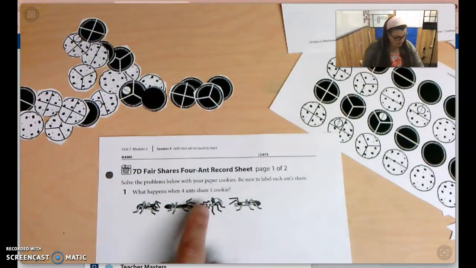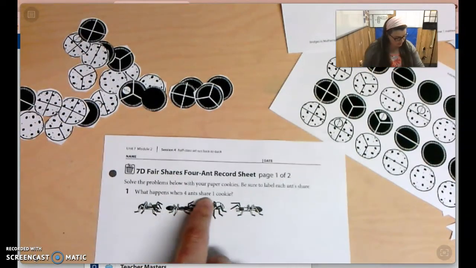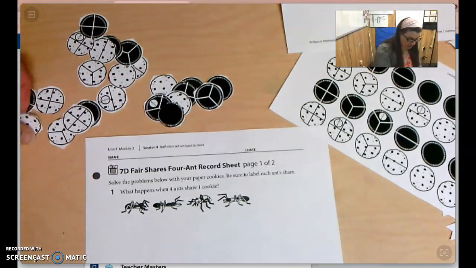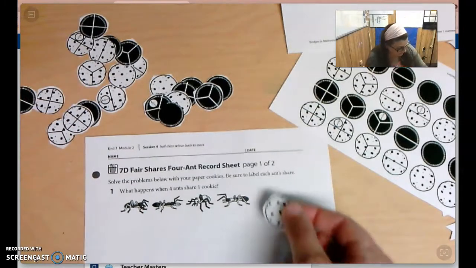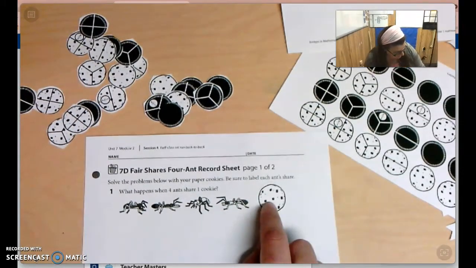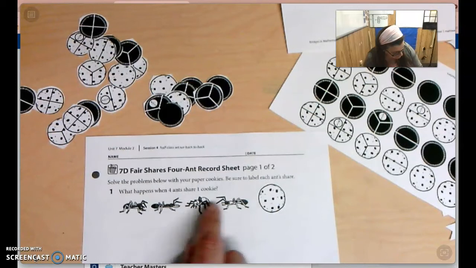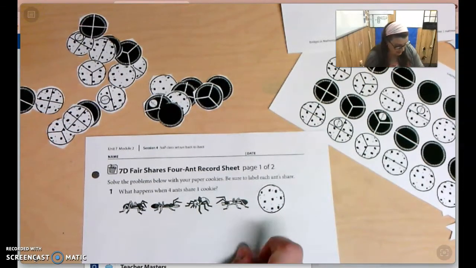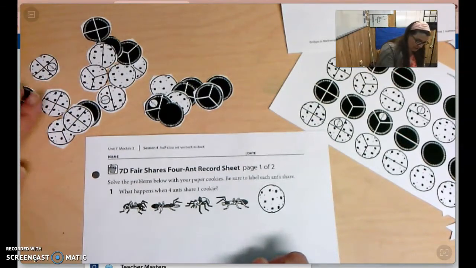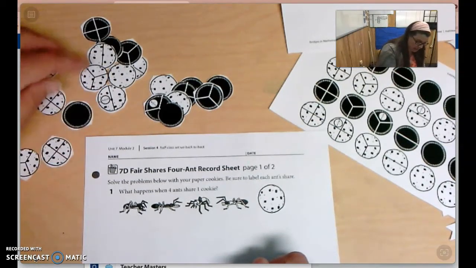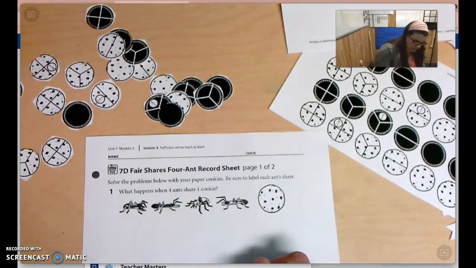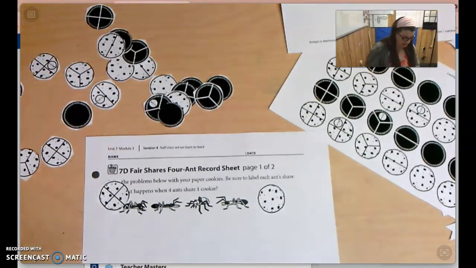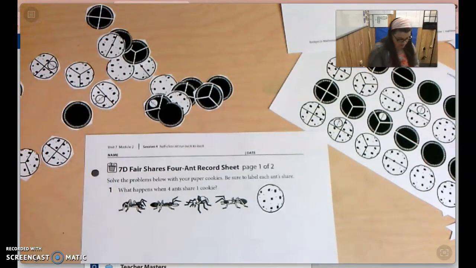All right, so number 1 says, what happens when 4 ants share one cookie? So you'll see I have all of my cookies cut out, which you'll want to do. And I'm thinking about one cookie. How does each one of these ants share this one cookie? Well, I'm kind of looking at my pieces, thinking about how they would be able to share one cookie. And you know what? I think this is going to get the job done. I see that there are 4 pieces to this one cookie.